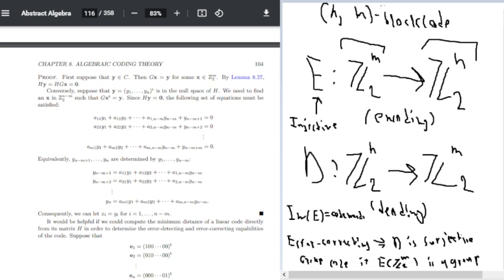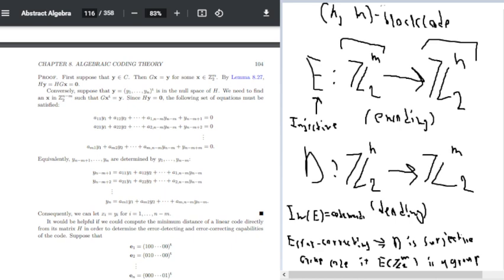Since Hy = 0, the following set of equations must be satisfied: a_i1 y1 + a_i2 y2 + ... + a_i,n-m y_(n-m) + y_(n-m+i) = 0. Equivalently, y_(n-m+1) up to yn are determined by y1 up to y_(n-m). Consequently, we can let xi = yi for i = 1 up to n-m.